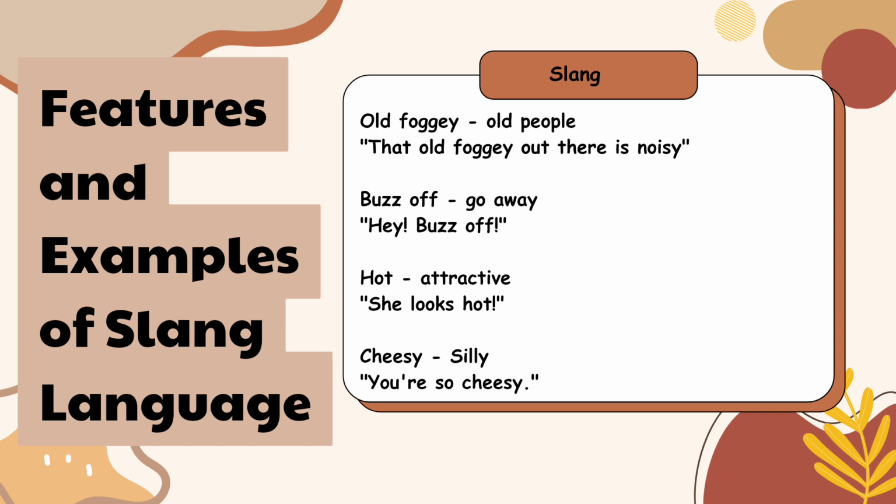The first example is old fogey, which means old people. That old fogey out there is noisy. Next is buzz off, which means go away. Hey, buzz off, or hey, go away. Next is hot, which means attractive. She looks hot. She looks attractive. Last is cheesy, which means silly. You're so cheesy, or you're so silly. So these are the examples and features of slang language.